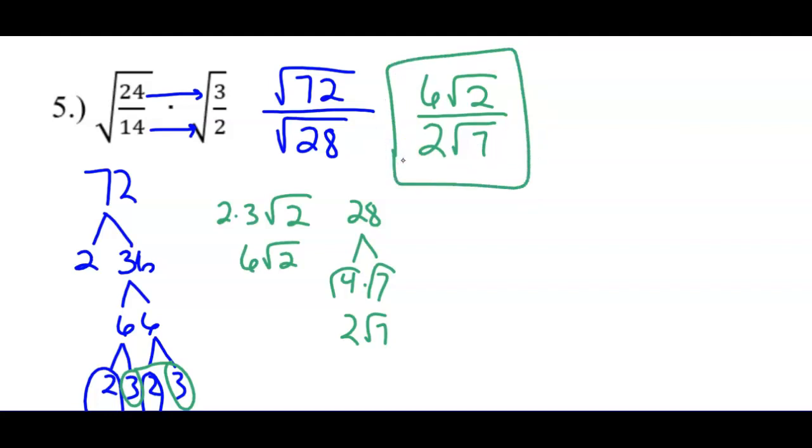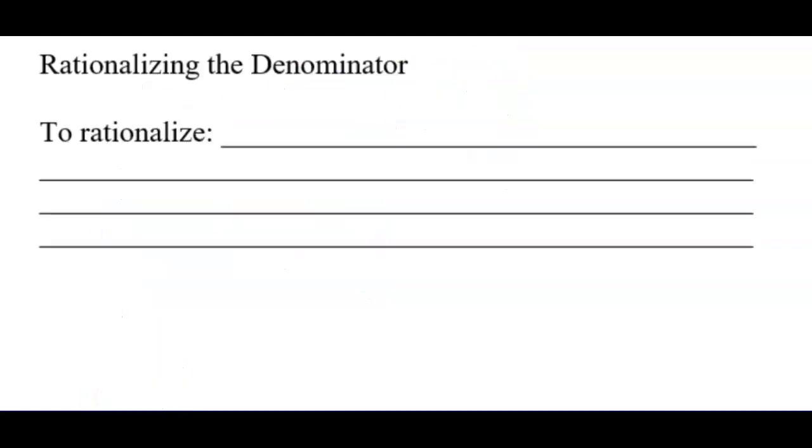But here's the thing. We're going to learn in a few minutes that that answer really isn't done. Okay? And we're going to learn how to fix that. Because we're going to learn how to rationalize the denominator. Okay. So to rationalize the denominator, I'm going to write this down. I'm going to pause the video, write this down so that you can come back and just copy it down. Okay?